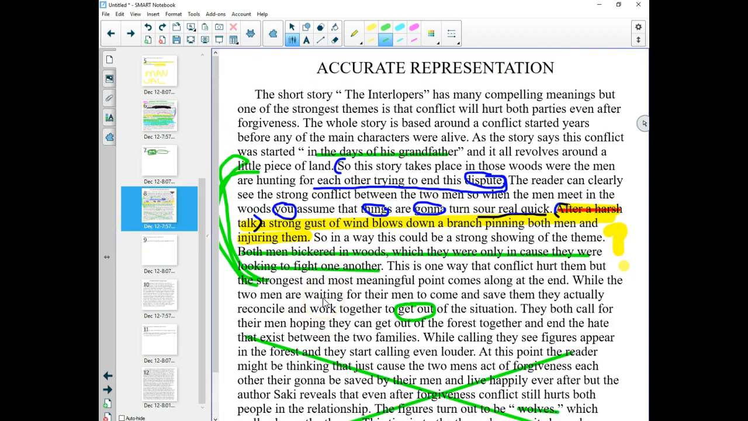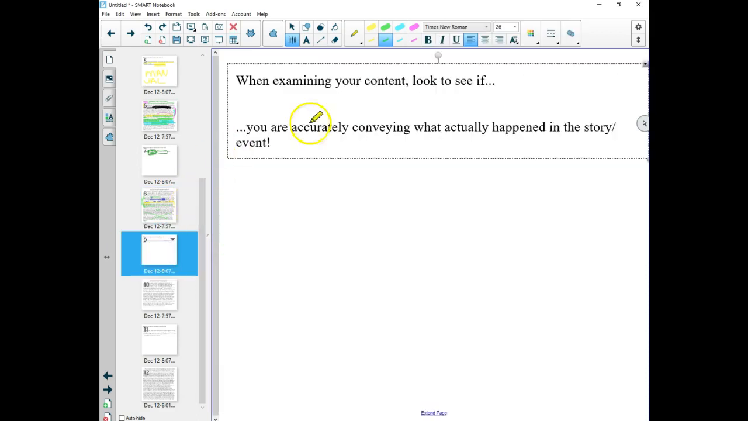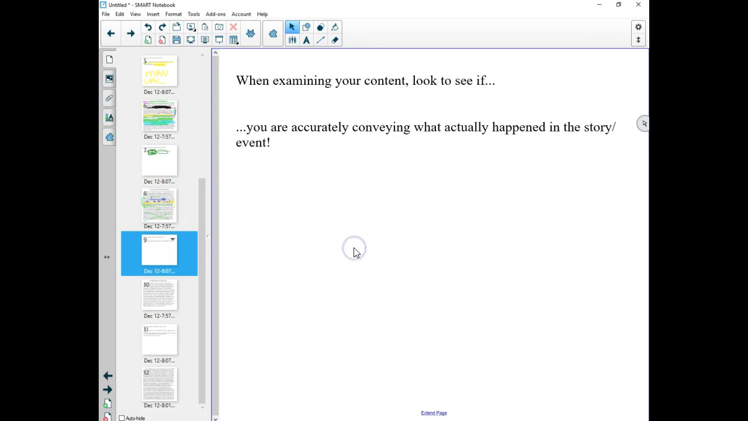So, yeah. Make sure that you are representing the story accurately. Regardless of whether it's a story, a personal experience, or something you witnessed, you've got to make sure that you are being accurate, accurately conveying what happened in the story or the event. Take a look. Were you accurate in what you said about the story?